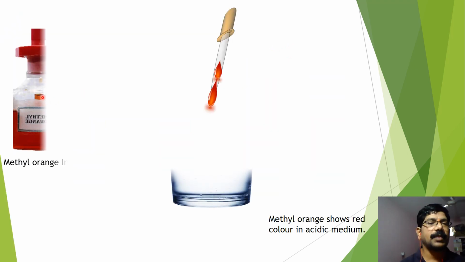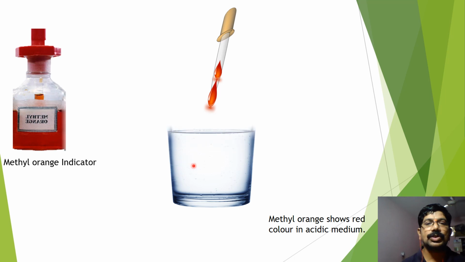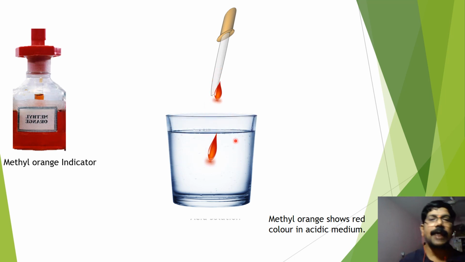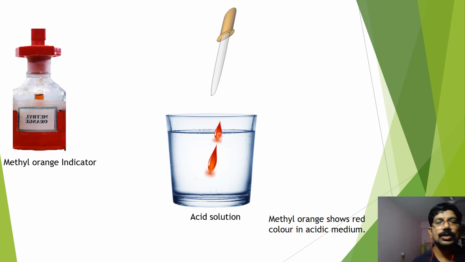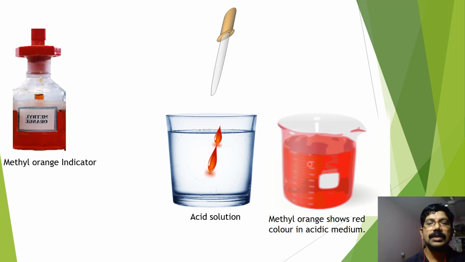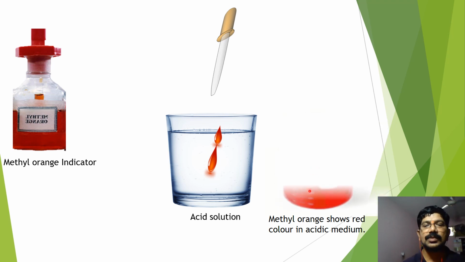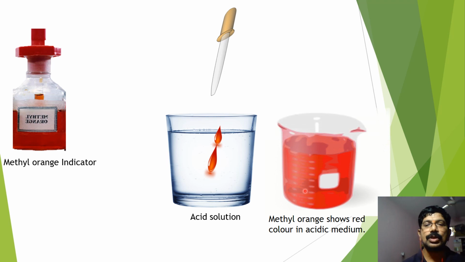Children, you observe this animation. I have taken methyl orange indicator. Next, I have taken acidic solution. I am adding a few drops of methyl orange indicator to the acid solution. What happens to the acid solution when a few drops of methyl orange indicator are added? The methyl orange indicator turns to red color in the acidic medium. You observe the red color of the solution. So we can say that methyl orange shows red color in acidic medium.